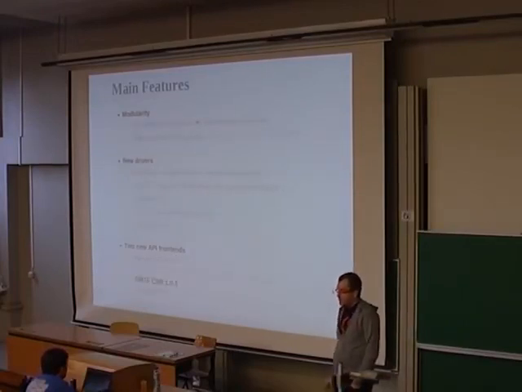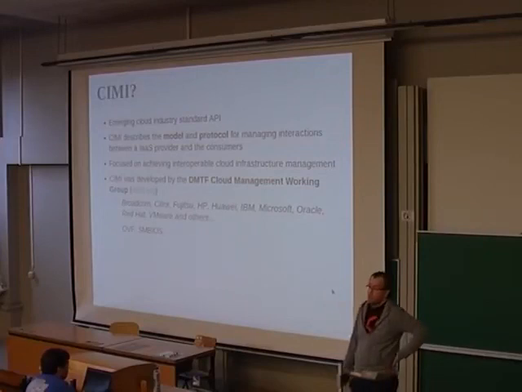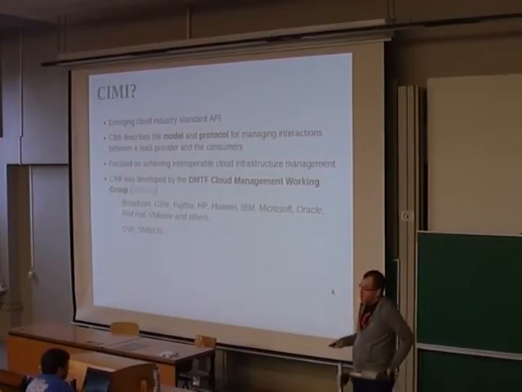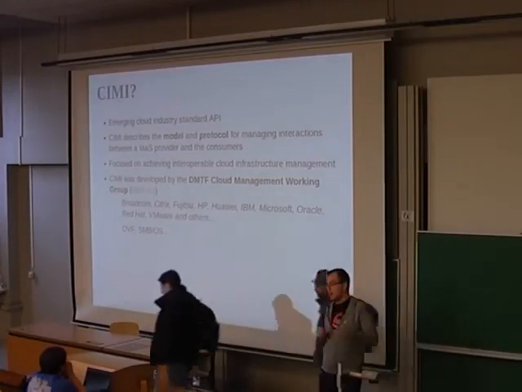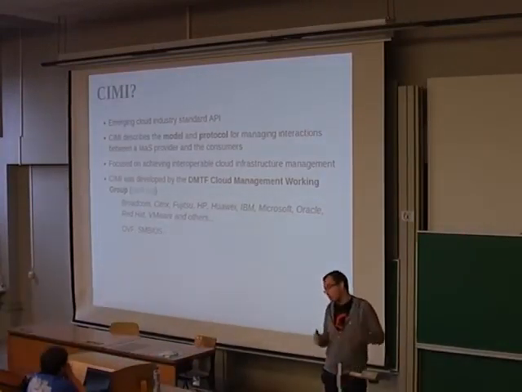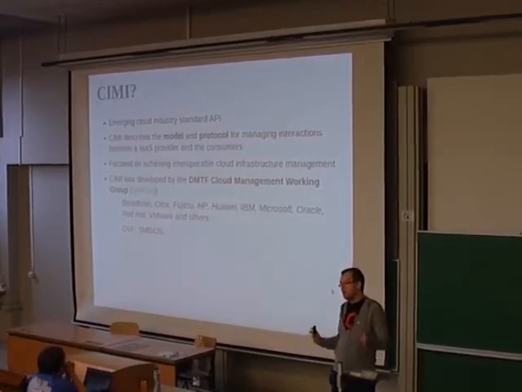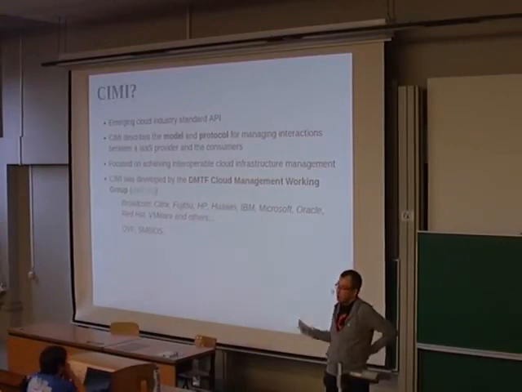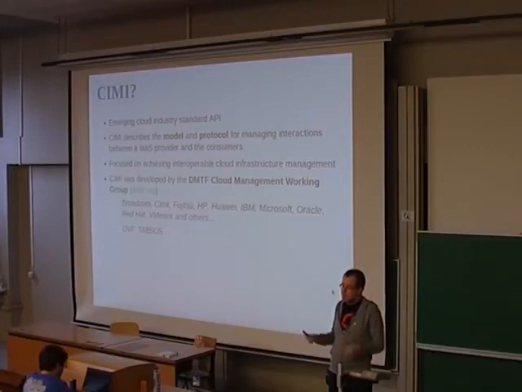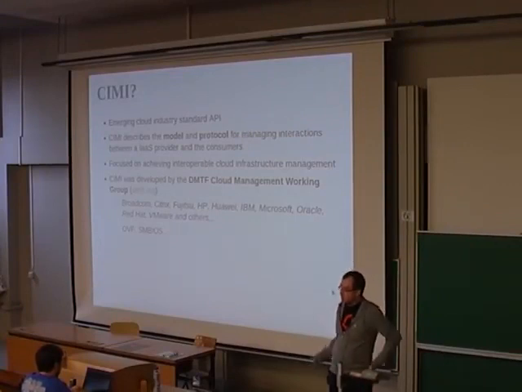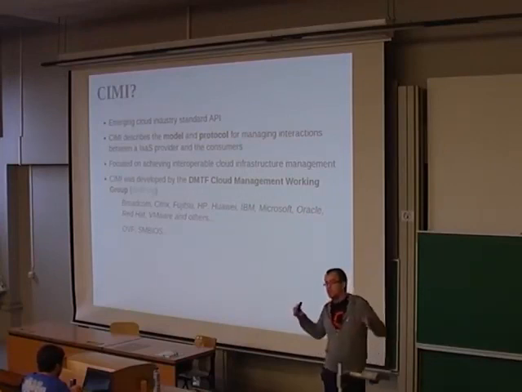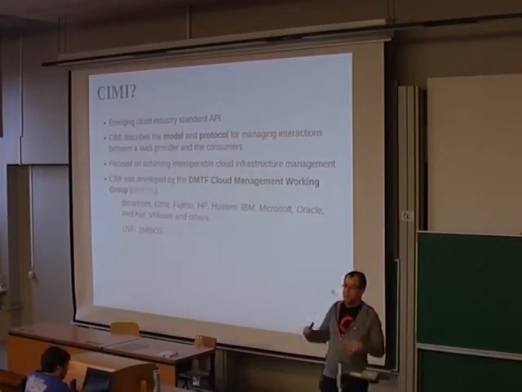And more interesting, we have support for the DMTF CIMI 101, which I will talk about more. So what is CIMI? CIMI is a new emerging cloud industry standard API. CIMI describes the model and protocol of how the interactions between the infrastructure service cloud provider and the customer should look. The focus is to achieve interoperability between big cloud providers, between big companies, because the DMTF working group members are the biggest cloud players like Citrix, Fujitsu, HP, Huawei, IBM, Microsoft, Oracle, and Red Hat, of course, VMware. All these companies are participating in creating this standard.